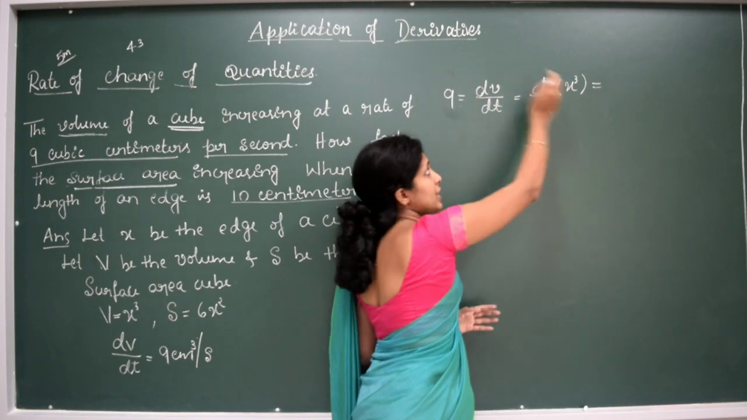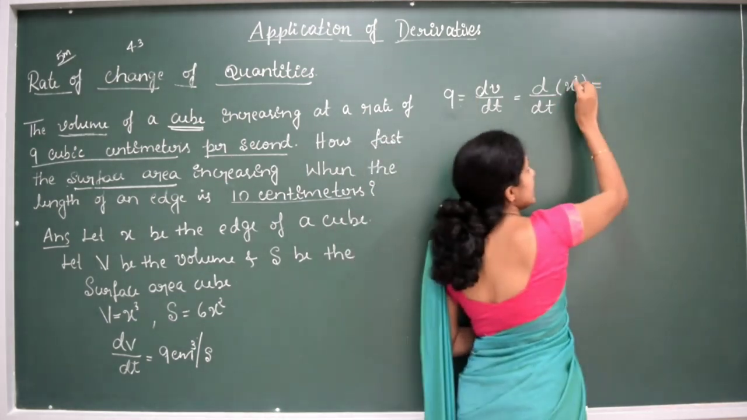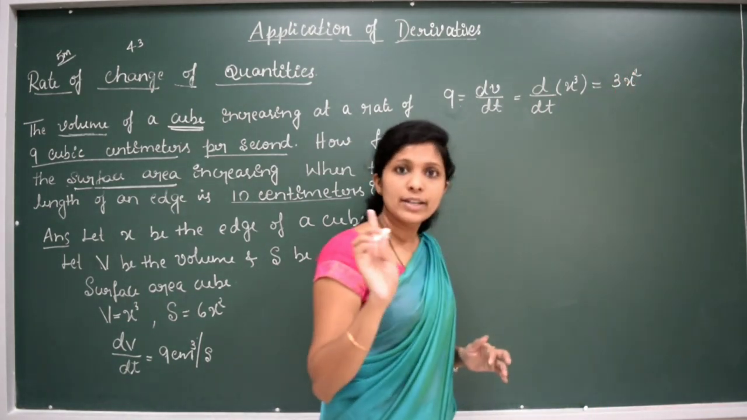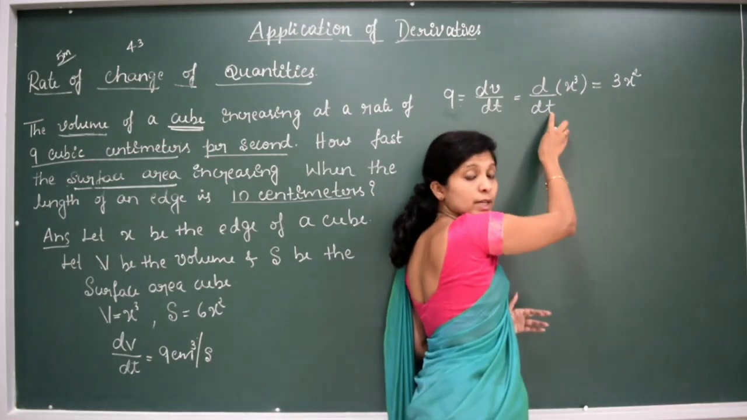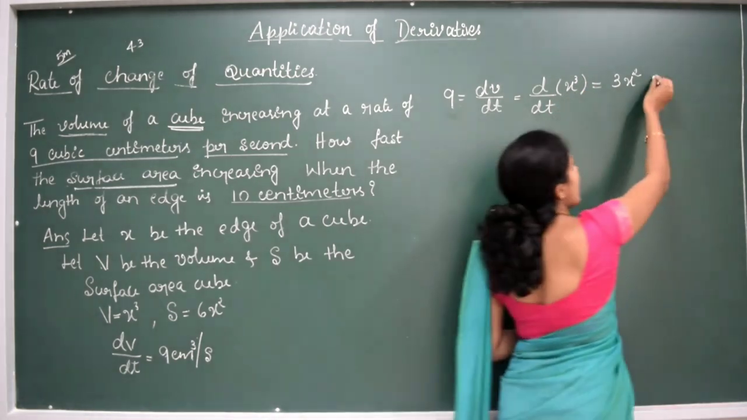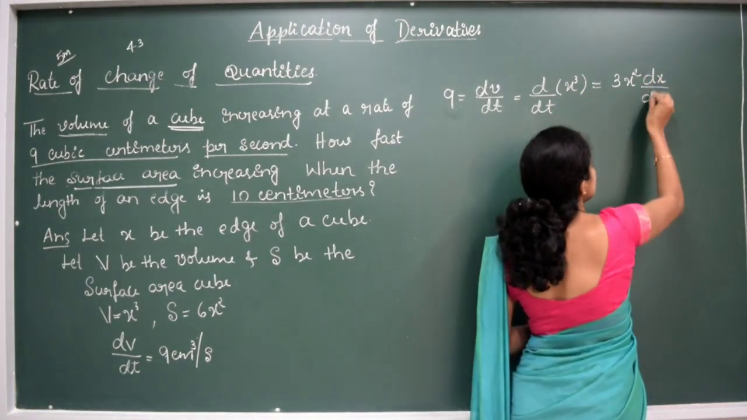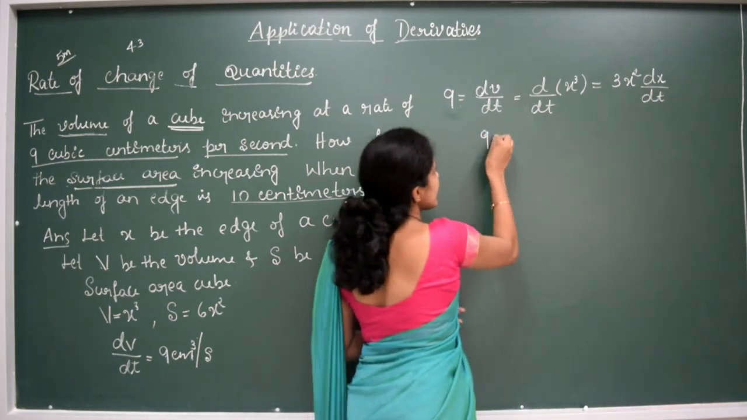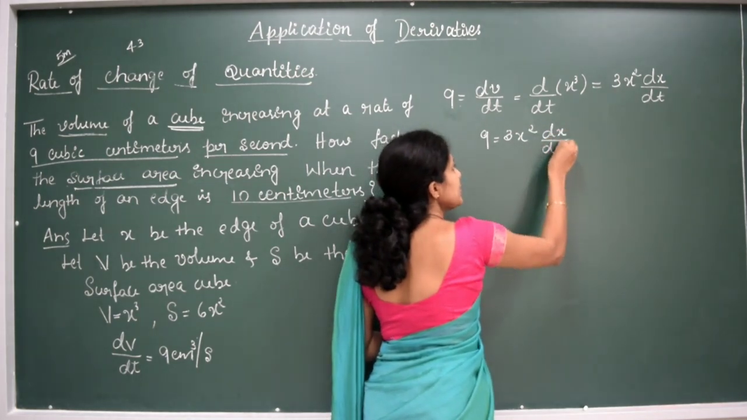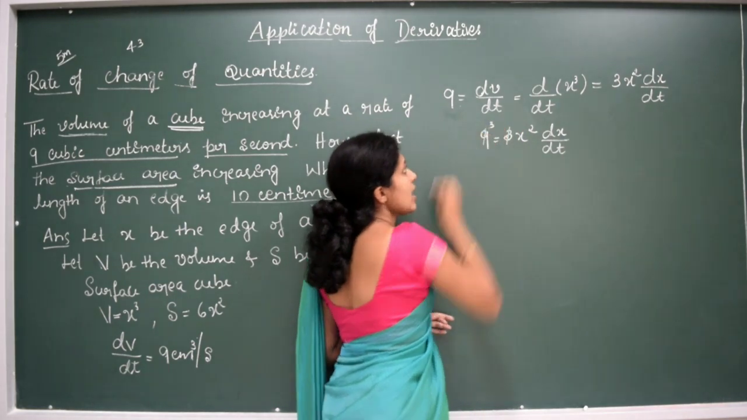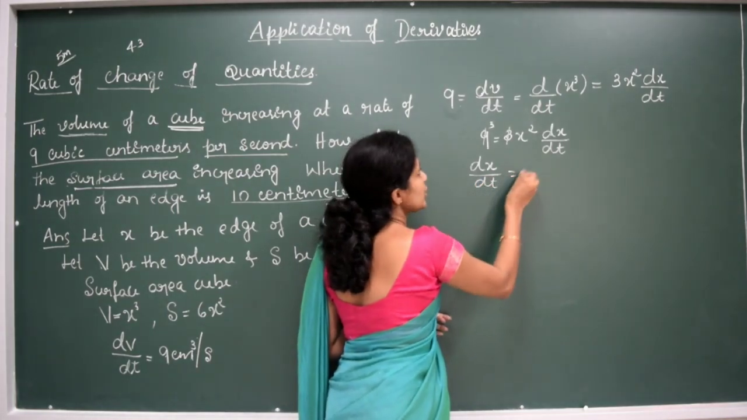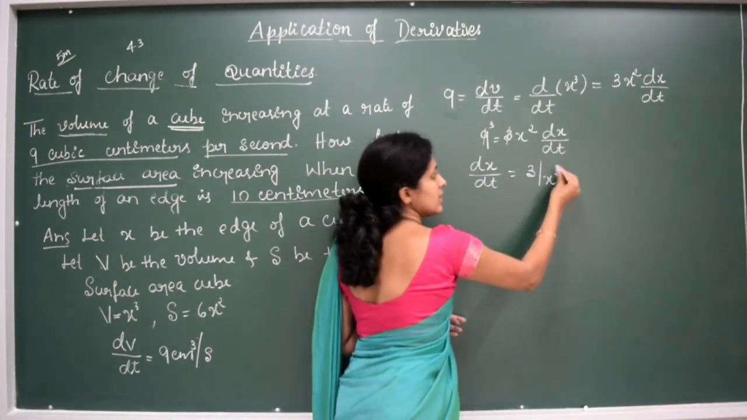This is given by d by dt of x cube. The derivative of x cube will be 3x square. But remember one thing, you are differentiating the function x with respect to t, so we need to differentiate x. The derivative of x with respect to t will be dx by dt. Is it clear? So we got 9 is equal to 3x square dx by dt. Now we will cancel this 3 and 3. By this we got dx by dt is equal to 3 by x square. Let it be.